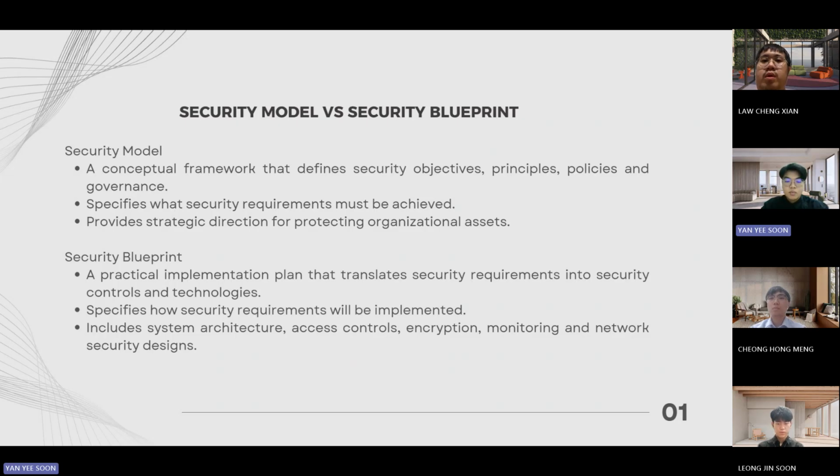On the other hand, a security blueprint is a detailed implementation plan that translates those requirements into practical security controls and technology. It focuses on how security requirements will be implemented, through mechanisms such as access control, encryption, network security, and monitoring systems. The security model provides the direction and requirements, while the security blueprint converts those requirements into actionable security solutions. Therefore, the blueprint serves as the bridge between security planning and actual implementation.